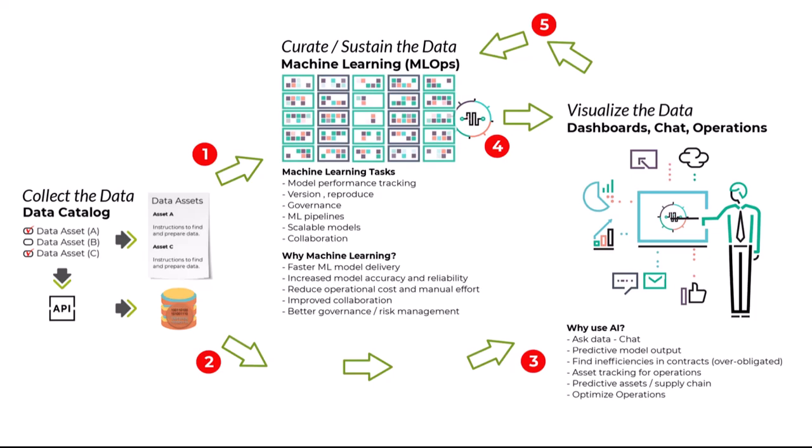But the key message here is between 2 and 3 there, we don't have to go through machine learning ops if we don't want to. First, we can visualize that data, and then notice at the top of the screen, number 5 there, we actually have those models feeding back into the MLOps environment.